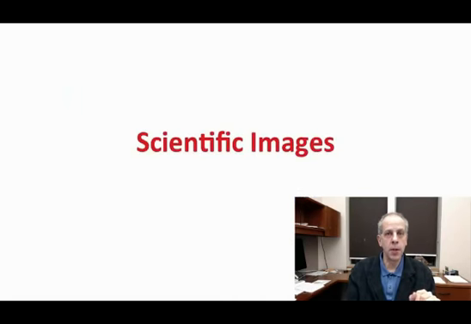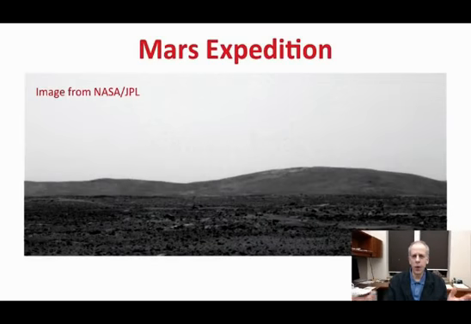We're going to start with an example on scientific images. Scientific images are images that are taken with a scientific goal. We want to do some science with those images. And there is probably no better example than images from Mars. We are all very excited when we get images from the NASA JPL expedition to Mars. These are really cool images, and we are seeing something that we have never seen before.